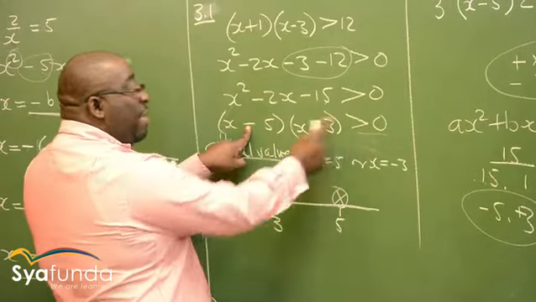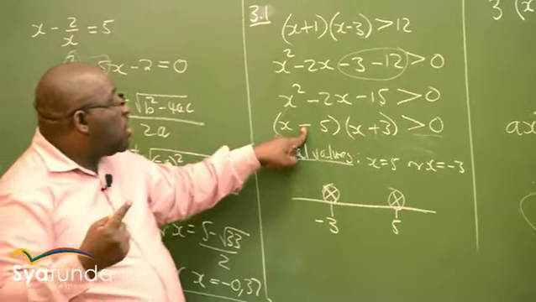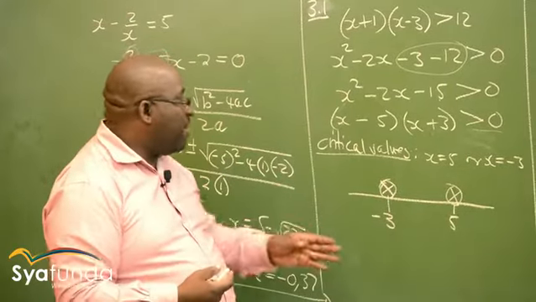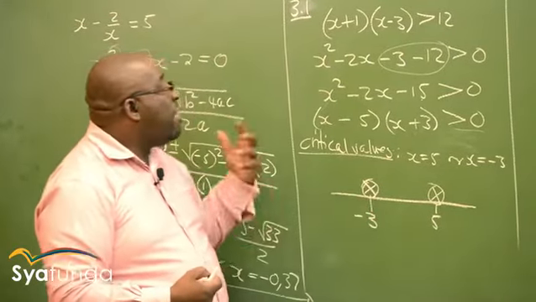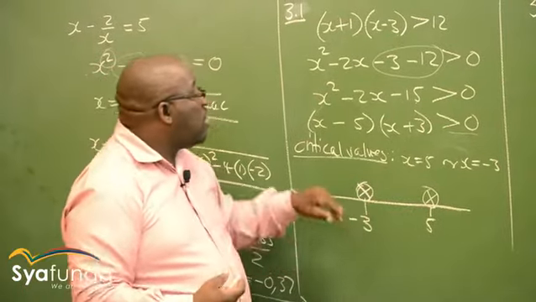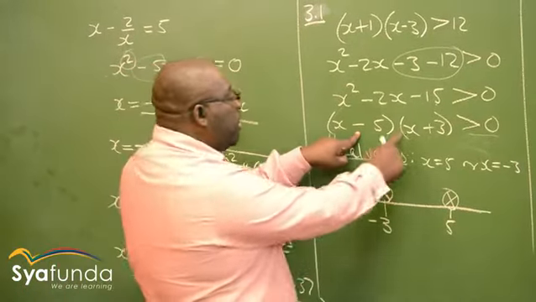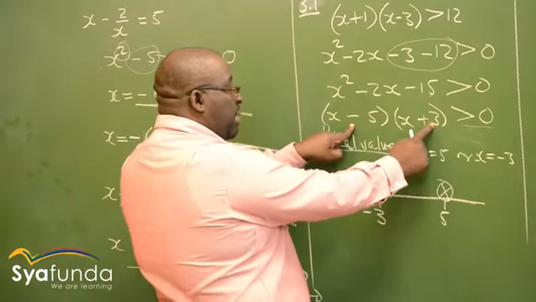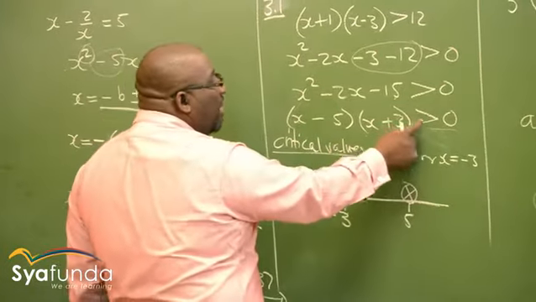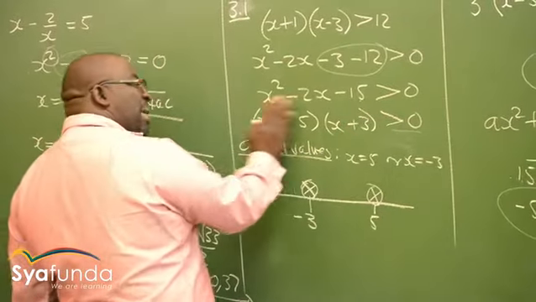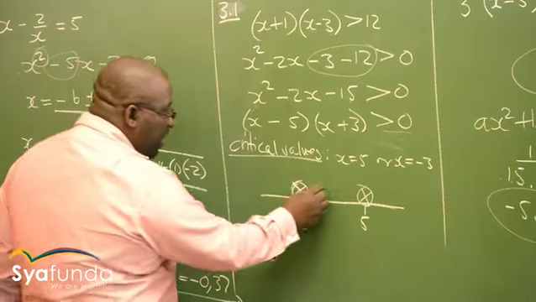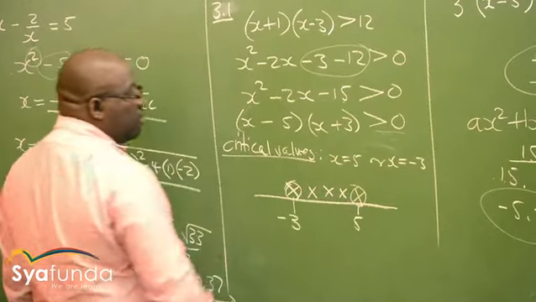We want something that is positive. So we can see that values in between here are not going to give us a solution. You can take any value between 5 and minus 3, they are not going to give you a solution, so we used 0 to represent them. Minus 5 times 3 gives us minus 15, which is not part of the solution. We want something greater than 0. We can't have minus 15 being greater than 0, because a negative number is smaller than 0.